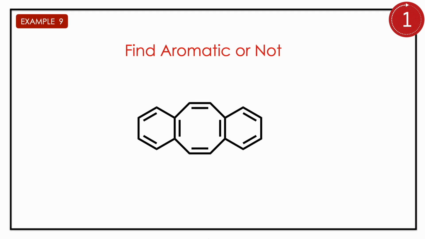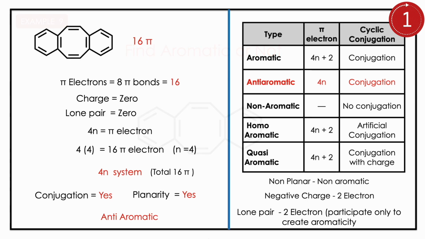Then the next example, you have a 6-member, 8-member, 6-member fused system with connected double bonds. You should find whether the given compound is aromatic or not. If you count double bonds, it has totally 16 pi electron, which is 8 pi bonds. No charge is there, lone pair also not there. 16 is a multiple of 4. Simply you can say it's 4n pi electron where n equals 4. Conjugation definitely there. Planarity also definitely there. So 4n system means it is an anti-aromatic system.